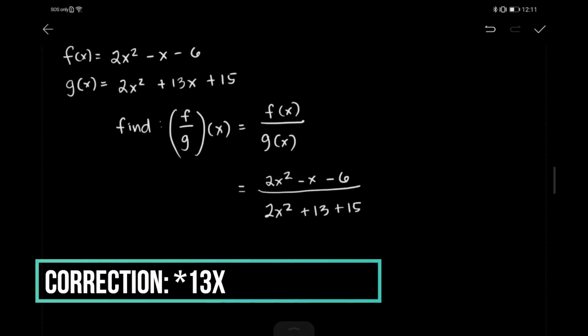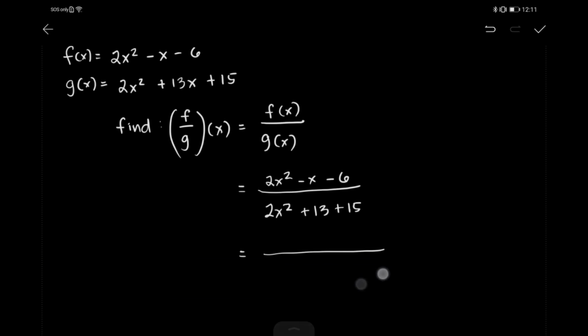So let us factor this one. And we know that if we're going to factor a quadratic, the result is two binomials. The same thing with our denominator. So let us factor first our numerator. Okay? So we have here 2x squared minus x minus 6.